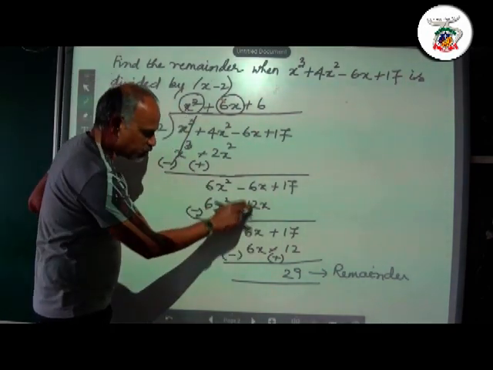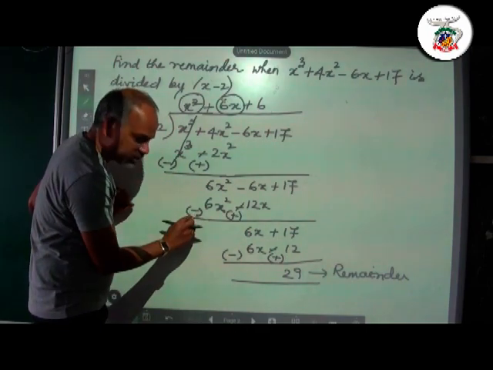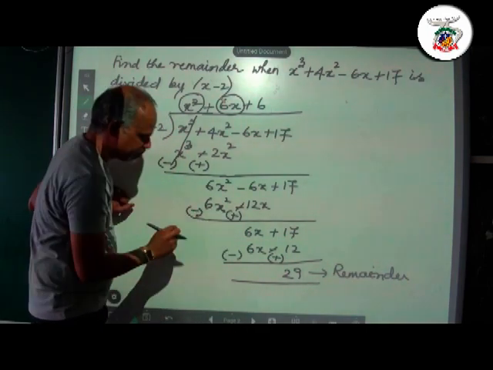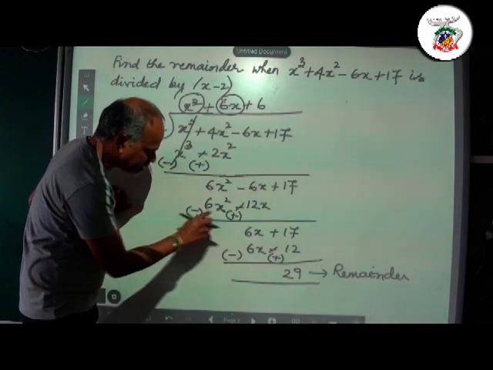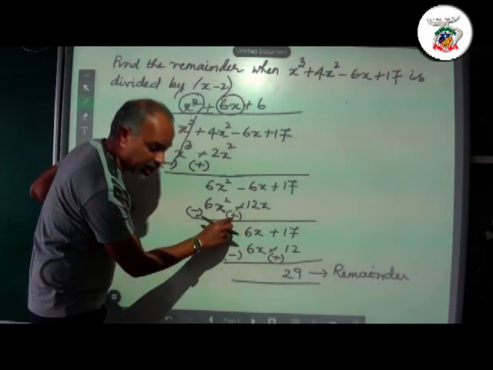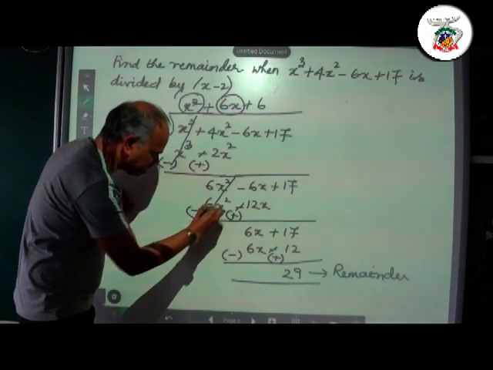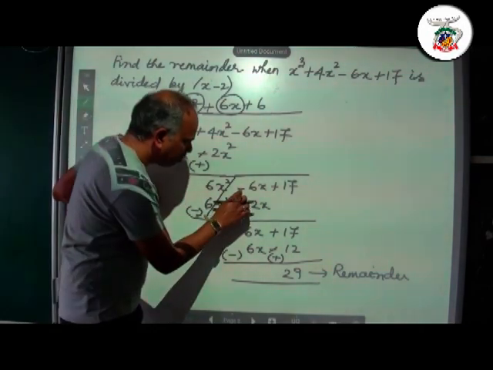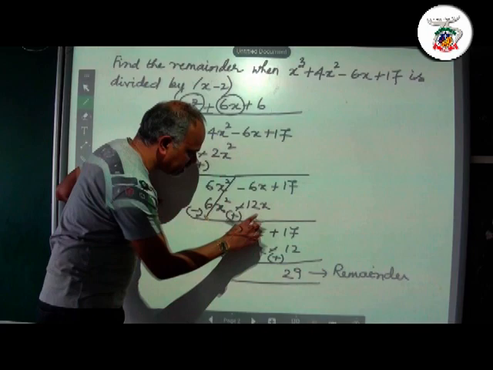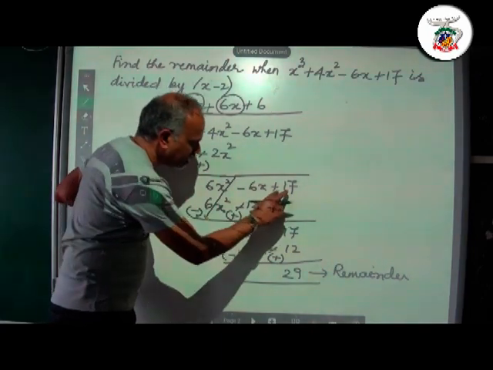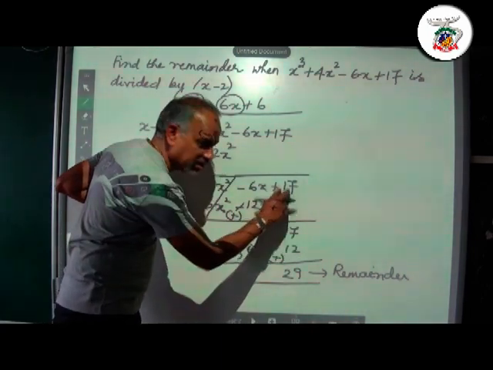Now you have to subtract these 2. When you subtract, again you will change signs of this second one. So this becomes minus, and this minus I have cancelled and I put a plus. So 6x squared minus 6x squared gets cancelled. Then minus 6x plus 12x gives you 6x. And the next term comes down, plus 17.